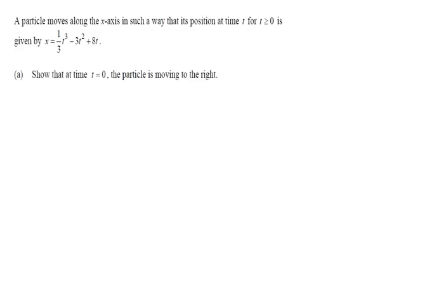Okay, in the next problem we have a particle moving along the x-axis in such a way that its position at time t for t greater than or equal to 0 is given by x is 1/3 t cubed minus 3t squared plus 8t. And the first thing we want to do is show that at time t equals 0 the particle is moving to the right. So the particle is moving to the right whenever the velocity is greater than or equal to 0. So we need to show that the velocity at t equals 0 is greater than 0.